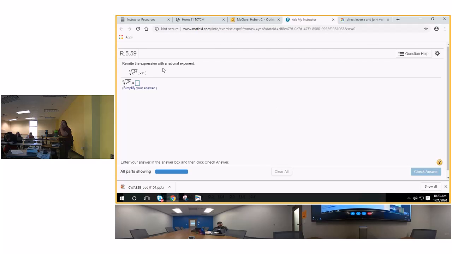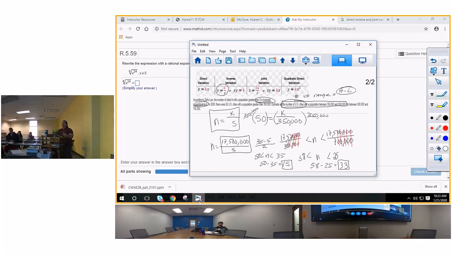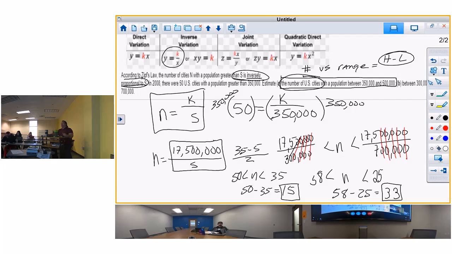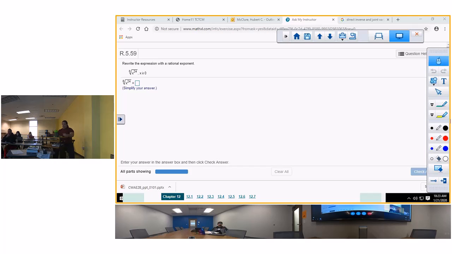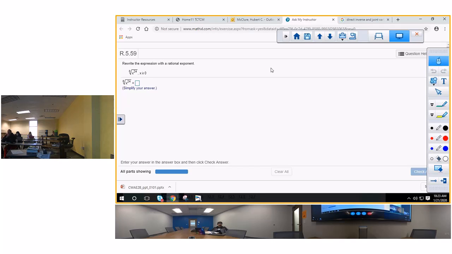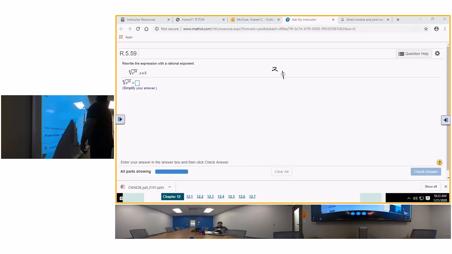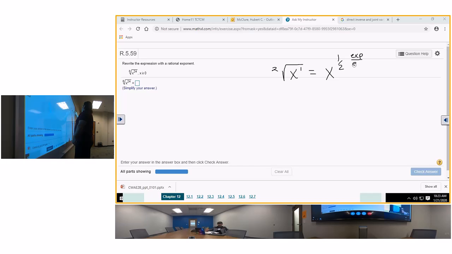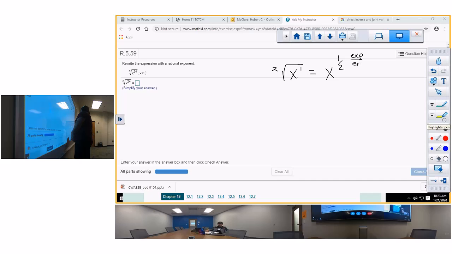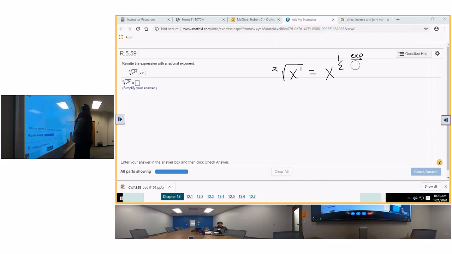Okay, rewrite the expression with a rational exponent. Now, this is a gimme question, but a lot of people don't know how to do it because they haven't done it in a while. So I'm just going to give you one simple rule to remember, and that is the square root of x to the first power is equal to x to the 1/2. Exponent over what? Index.